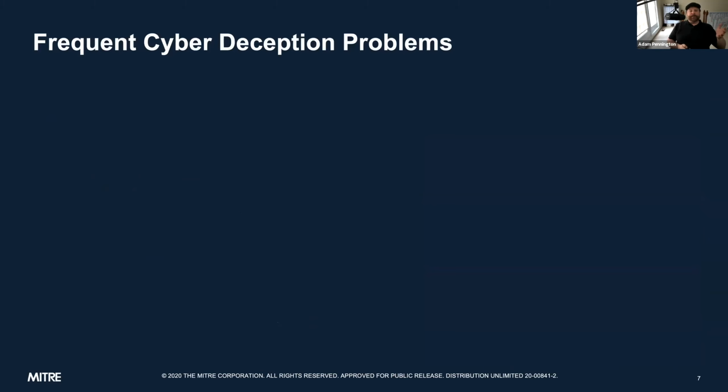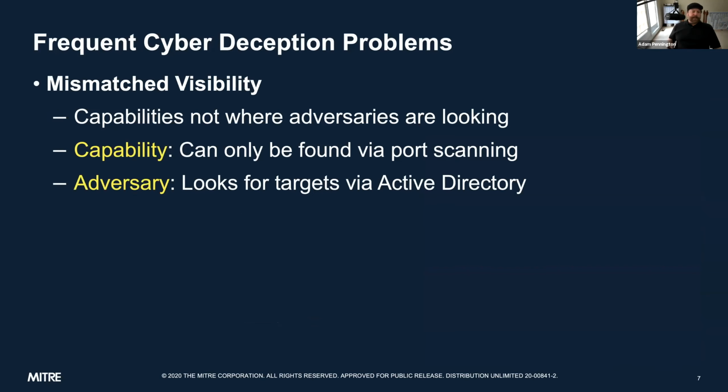Across solving both of these goals, there are some frequent problems that I've seen in the space. One frequent problem is that of mismatched visibility. We see capabilities that are not where the adversary is looking. Say we've got a capability that can only be found by an adversary that's doing port scanning. If we have an adversary that finds all of their targets inside a network using Active Directory, looking around through built-in stuff, they're not going to find this capability. And so that's a problem. If they can't find it, they can't be deceived.